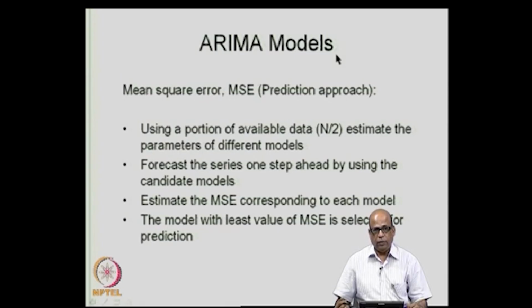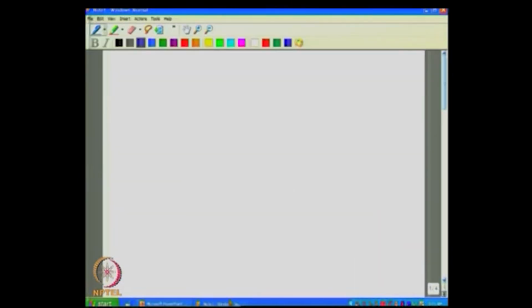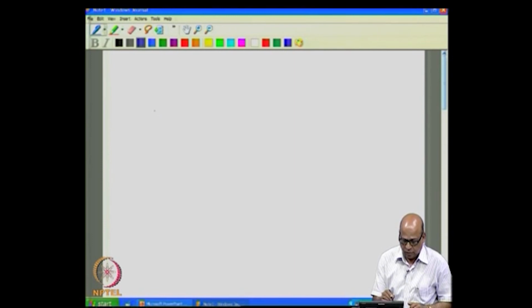What we do in this is that, let us say you have 50 years of monthly streamflow data, then we use the first 20-25 years of data to formulate the mean square error. Let us look at this sketch here.